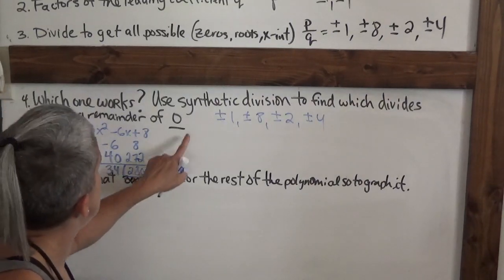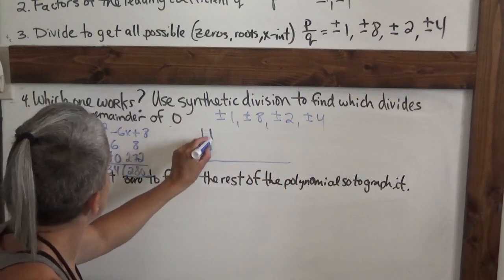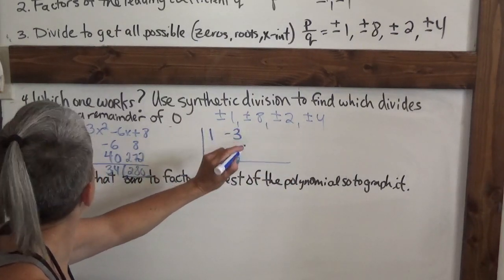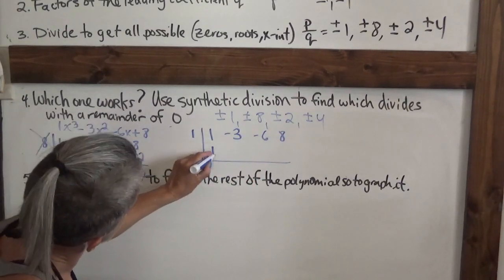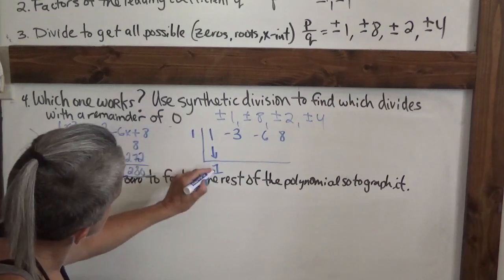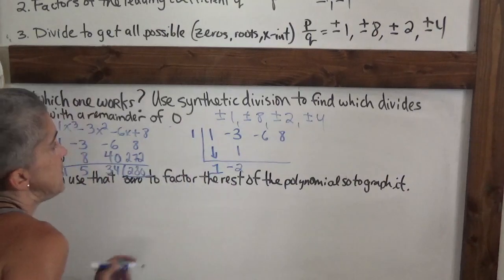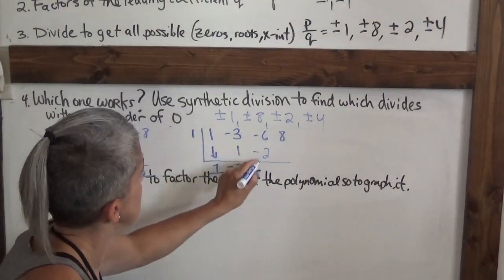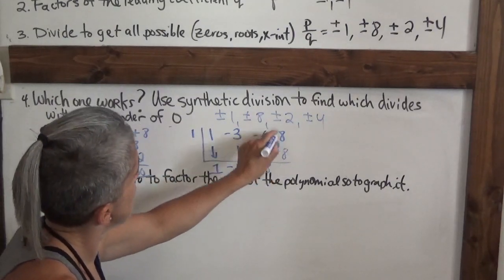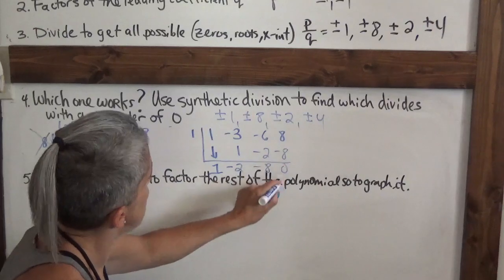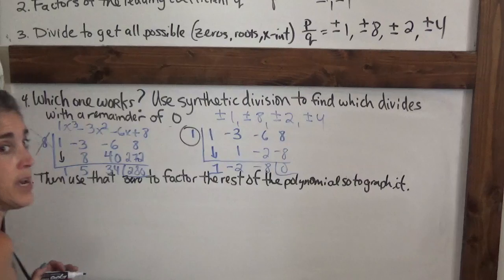Alright, let's try 1. I'm going to set this up again, putting our coefficients, 1, negative 3, negative 6, 8. Let's try 1. We always bring down that first number. 1 times 1 is 1. Add those up. Negative 2. Negative 2 times 1 is negative 2. Negative 6 plus negative 2 is negative 8. Negative 8 times 1 is negative 8. 8 plus negative 8 is 0. So this is the one that is a possible root here, the number 1.